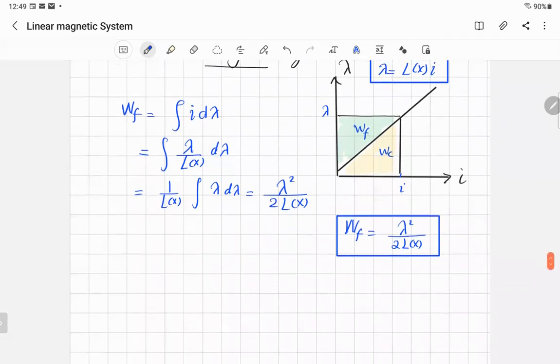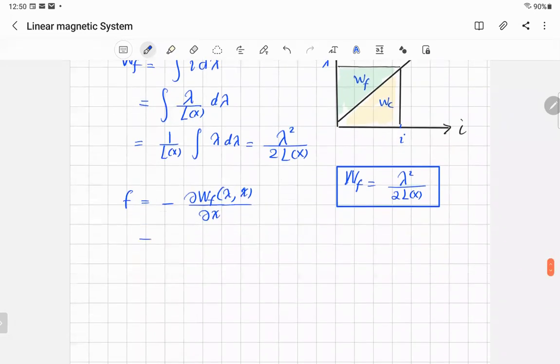Right. What is the goal? The objective: I'm trying to find the force. That's all we're doing in an electromechanical device, trying to find the force. So let's derive a formula for the force in the linear magnetic system. Force, remember, is equal to the differentiation of WF, as a function of lambda, with respect to x. I'm going to differentiate WF with respect to x. So you will have lambda squared, constant with respect to x, over 2, and then you differentiate 1 over L of x.